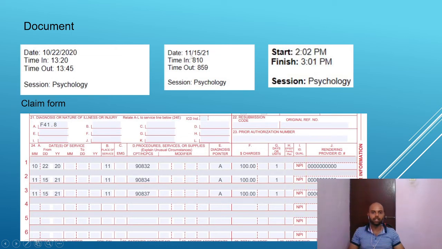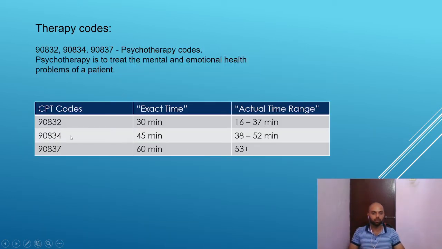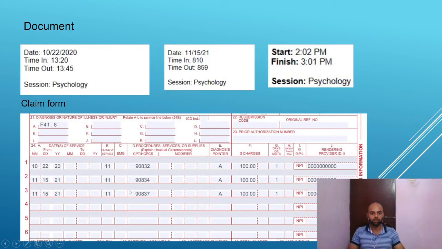The next date is 11/15/21. Time in is 8:10. Timeout is 8:59. Session is psychotherapy. 8:10 to 8:59 is 49 minutes. 49 minutes comes within 90834. So I have billed 90834 with the diagnosis pointer and the charge amount.